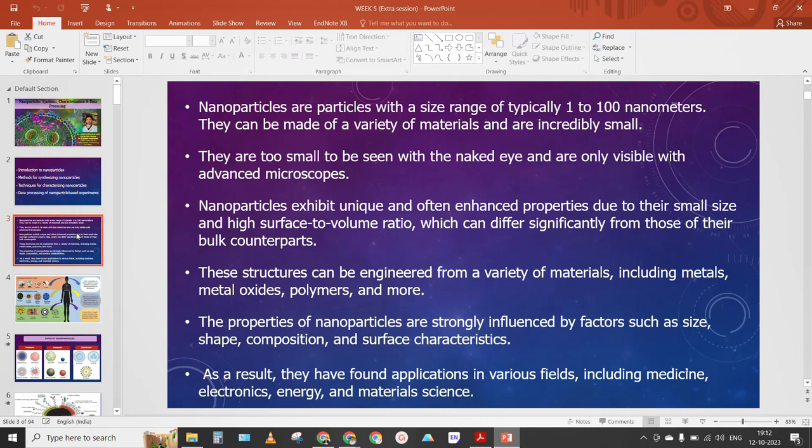So nanoparticles exhibit unique and often enhanced properties due to their small size and high surface to volume ratio, which can differ significantly from those of their bulk counterparts. These structures can be engineered from a variety of materials, including metals, metal oxides, polymers, and many more. The properties of nanoparticles are strongly influenced by factors such as size, shape, composition, and surface characteristics. As a result, they have found applications in various fields, including medicine, electronics, energy, and material science. Nowadays, nanotechnology is transferred to agriculture also.